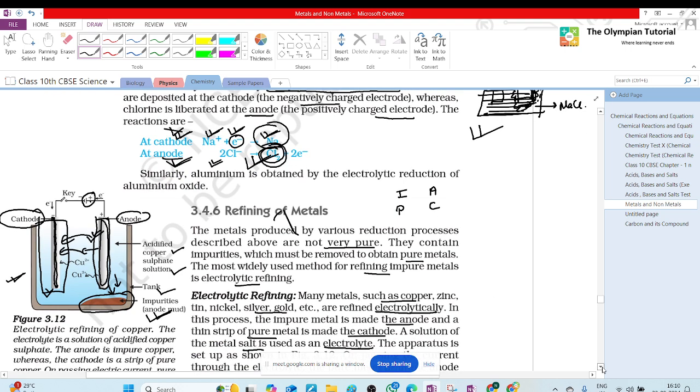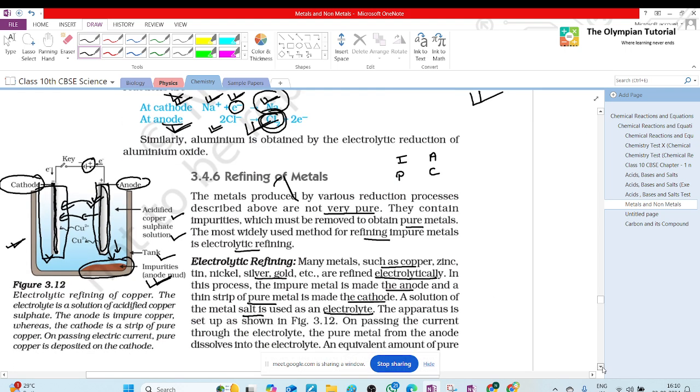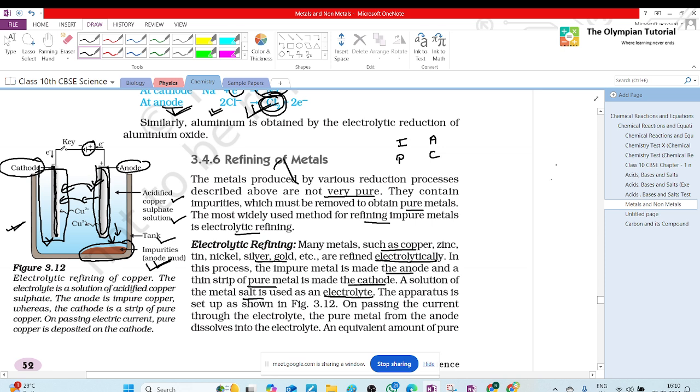Similarly, aluminium is obtained by the electrolytic reduction of aluminium oxide. In the case of aluminium oxide, do we get aluminium towards the cathode or anode? Aluminium towards the cathode and oxygen gas towards the anode.